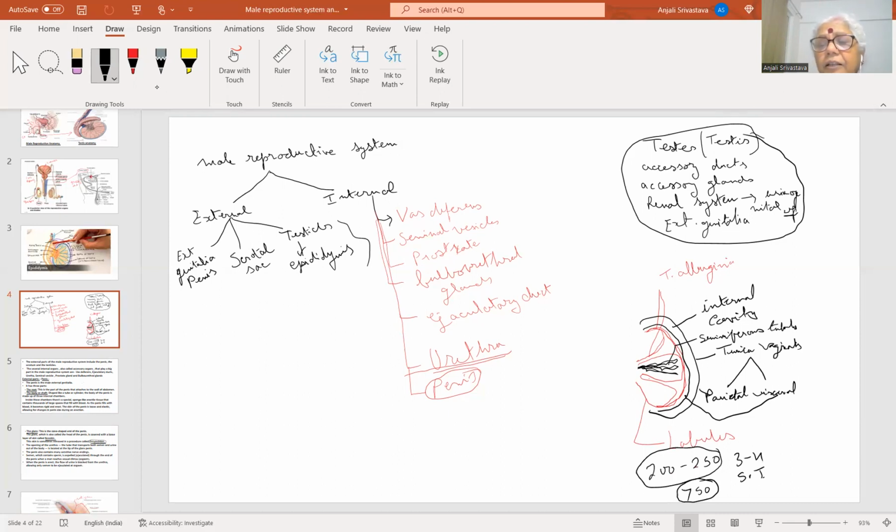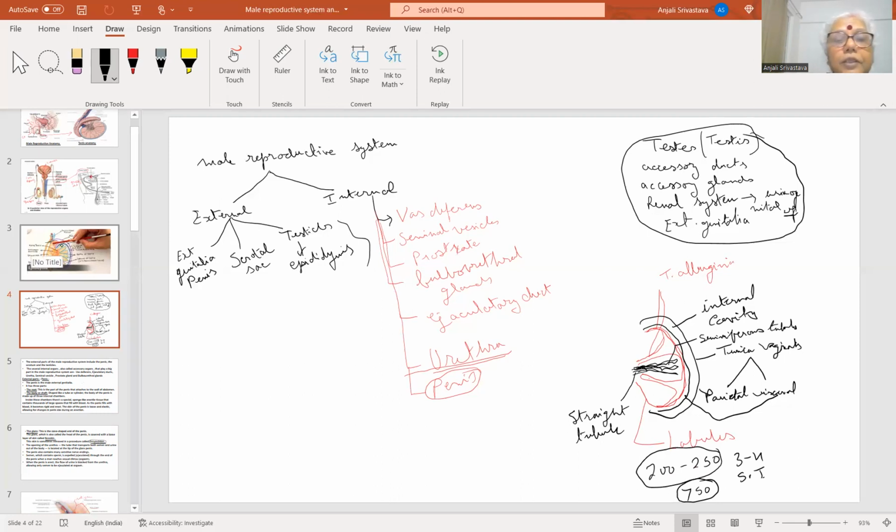Now, internally, let us see in short. If we look at it in a little more detail, the seminiferous tubules of each lobule combine together and continue as the straight tubule. They are called the straight tubule. Just note these terms, and then the details we'll see in the next diagram that has been drawn here.